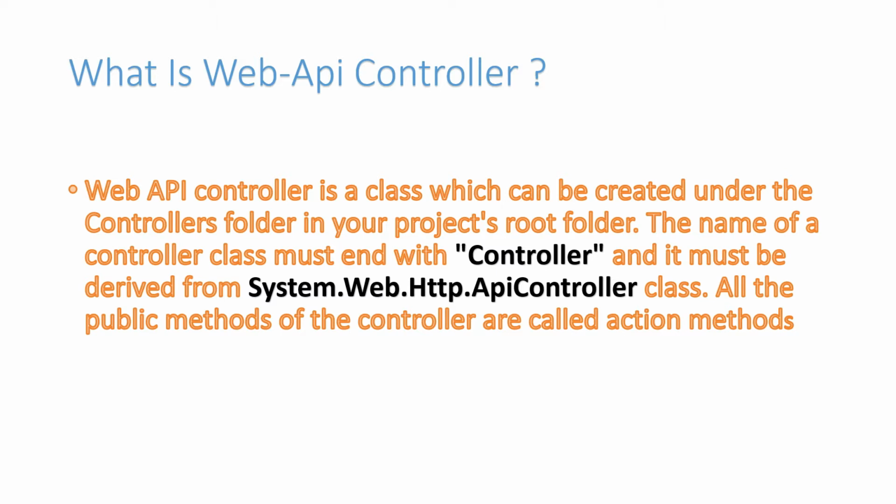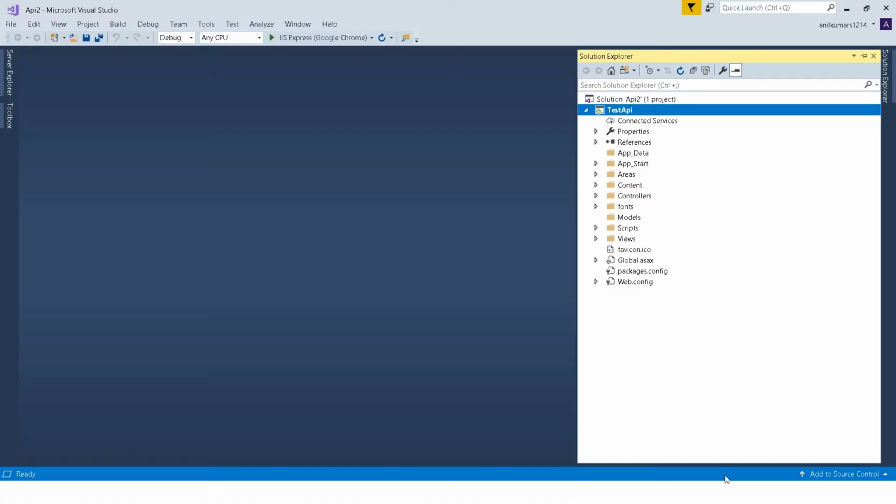And it must be derived from the System.Web.Http.ApiController class. So I'll be showing you this in a moment. All the public methods of a controller are called action methods. So I'll justify this statement in a moment. So let me go to my Visual Studio.